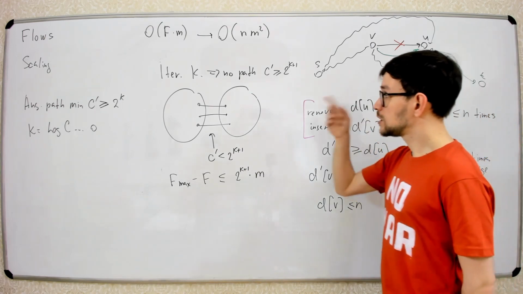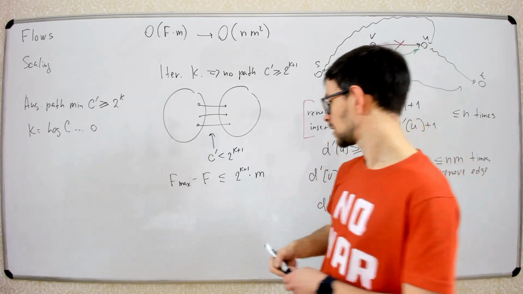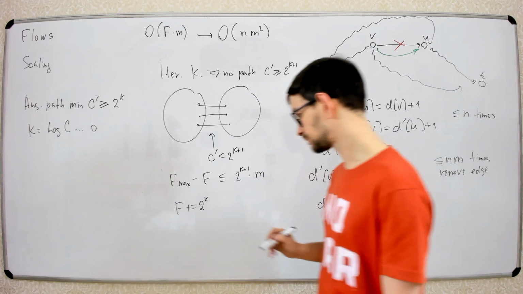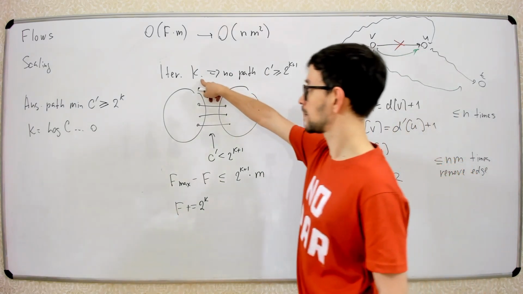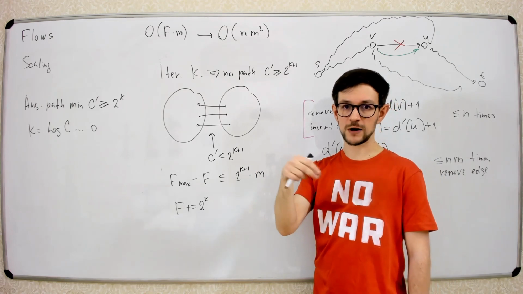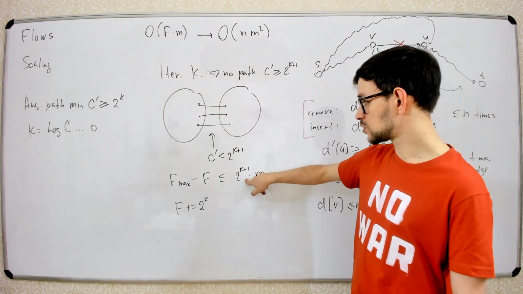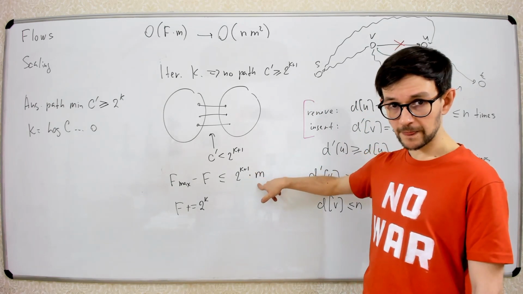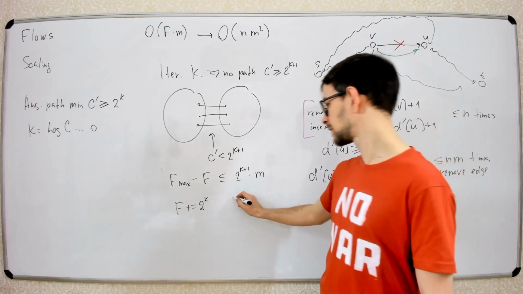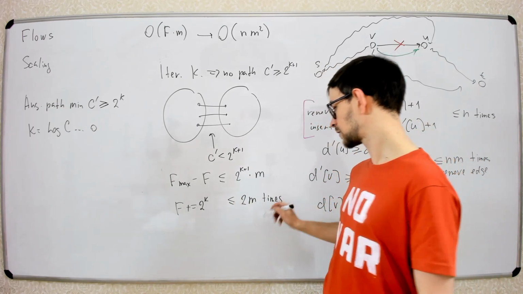But here, each time in iteration, we increase the flow by the value 2 in the power of k. So in iteration k, each time we find a new path and increase flow by value 2 in the power of k. But if this difference is no more than 2 in the power of k plus 1 times m, we cannot do it more than 2m times. Right?